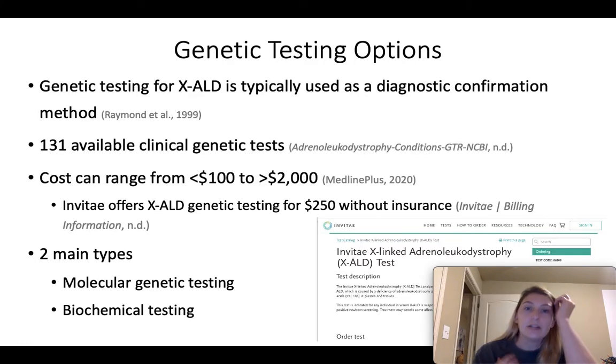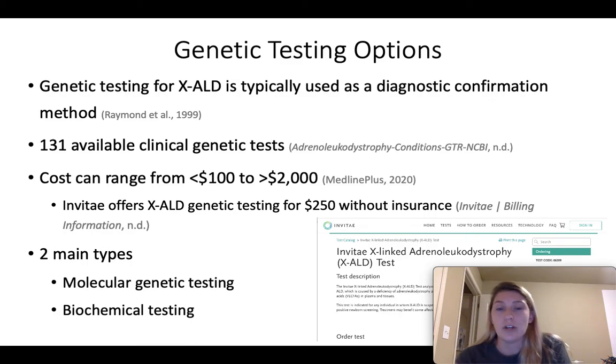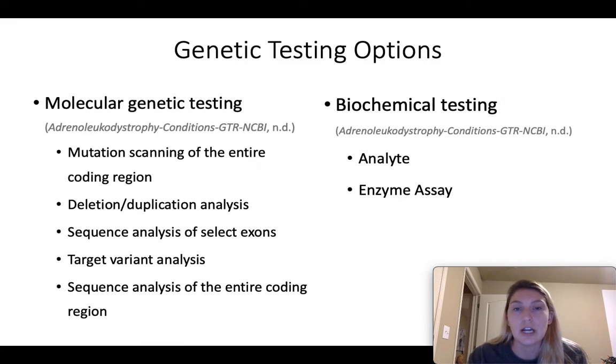So for genetic testing, there is genetic testing available for XALD, but it's typically only used to confirm a diagnosis. It is typically diagnosed through symptom analysis as well as blood tests looking for those very long-chain fatty acids in the bloodstream. There are 131 available clinical tests. The cost can range from $100 to over $2,000. I did find one website, which I've posted here, Invitae, that offers XALD genetic testing, I believe at home for $250. We're going to have 2 main types, molecular genetic testing and biochemical genetic testing.